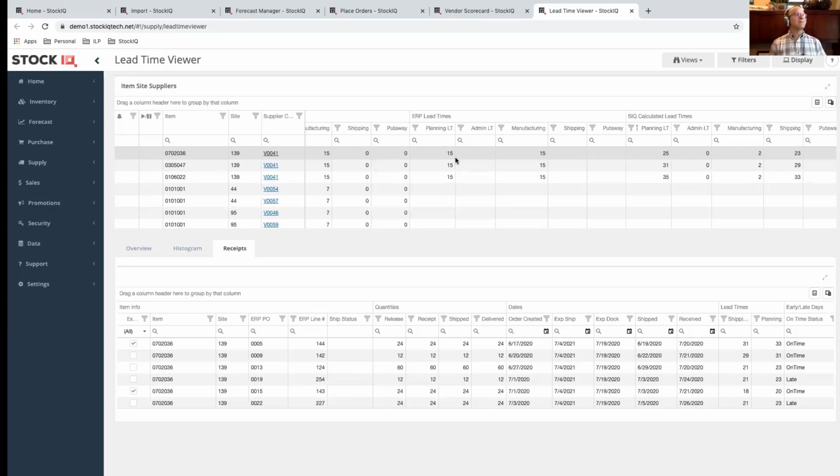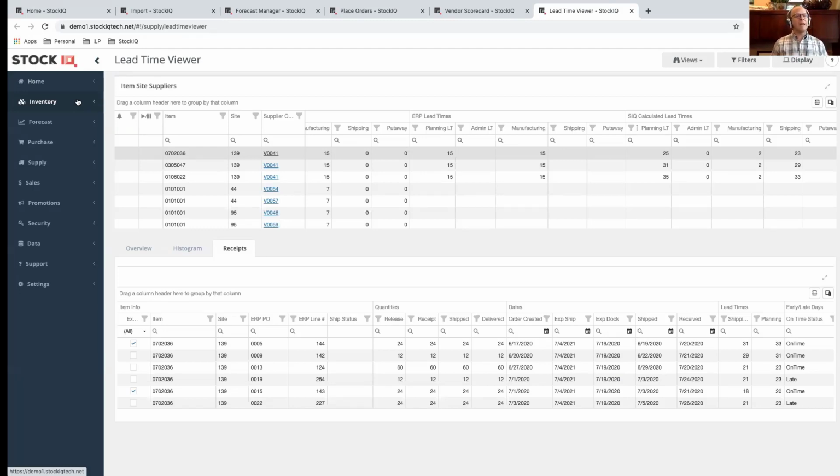So that's the supply side of the house. We've talked about the inventory, the forecasting, and the purchasing. So let's transition this out into a little bit bigger scale. In all of StockIQ, there are a lot of visibility and dashboards providing information to other areas within the organization to make decisions.